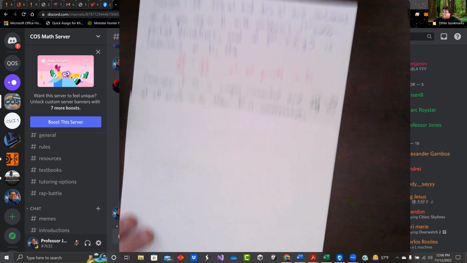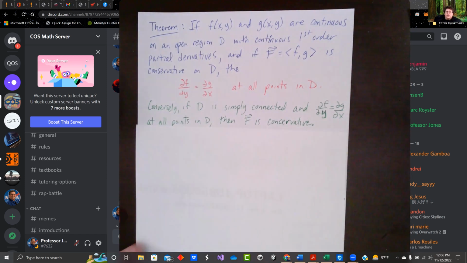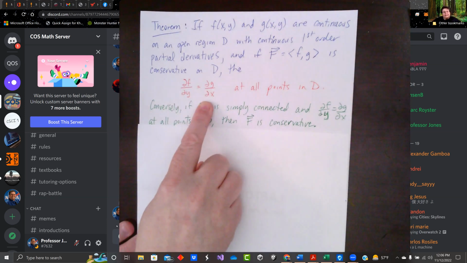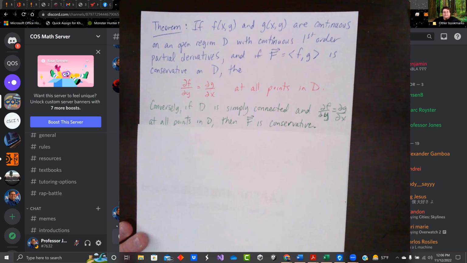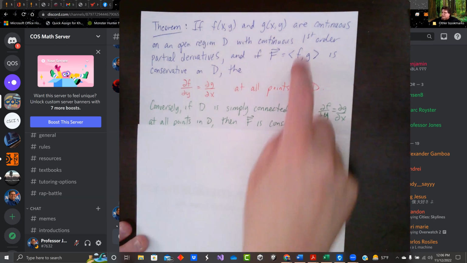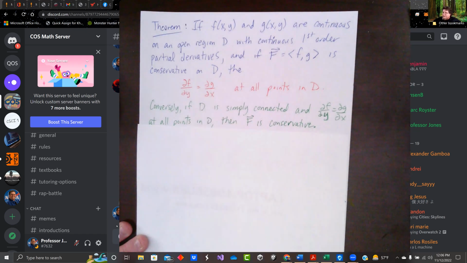So let's look at 2D. If f of xy and g of xy are continuous on an open region D, they both have continuous first order partial derivatives, and F, which is composed of f in the x direction, g in the y direction, is conservative on D, then df dy equals dg dx at all points in D. And conversely, it goes the other way. If D is simply connected, and this property holds true for all points in D, then F is conservative. So starting with conservative leads to that, and starting with that leads to conservative.